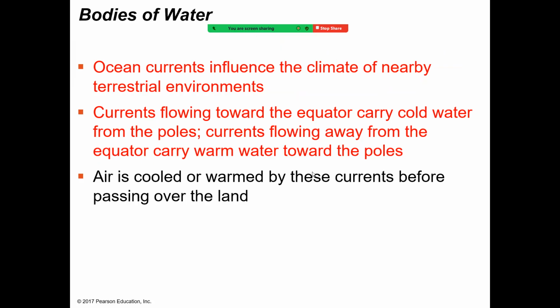We also need to look at how bodies of water play an important role in influencing climate. So the ocean currents are going to be very important in influencing the climate of the land that is near it. The currents of water flowing toward the equator are carrying cold water from the poles, so from the North and South Pole, and the currents flowing away from the equator are going to be carrying the warm water towards the poles. So the air is going to be cooled or warmed by these currents before they pass over the land, which will then influence the weather that is felt on the land near those bodies of water.